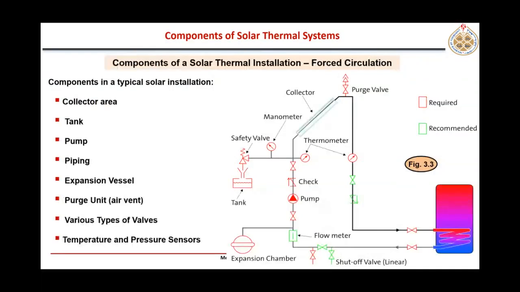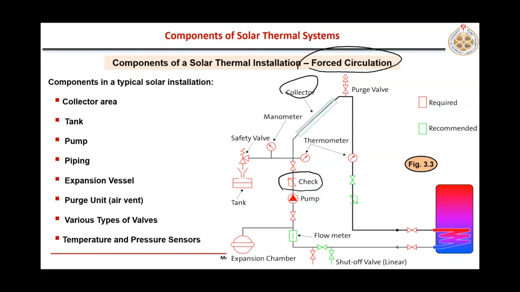So here you see another diagram of a forced circulation. Here you are using some engineering symbols in this particular diagram. So here you see the solar collector. These are the main components we just saw before, but there are some other components. For example, here you see a check valve.